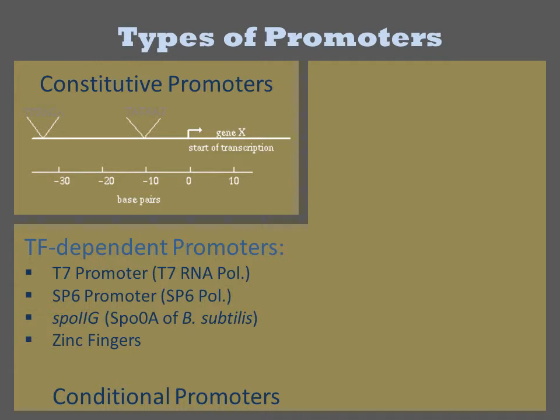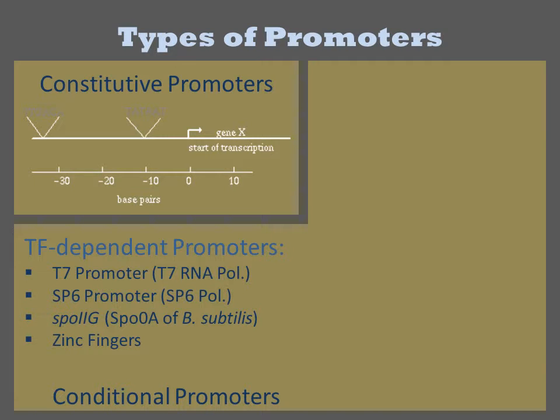TF-dependent promoters require a transcription factor. Some promoters use a different polymerase of viral origin to produce RNA. These include the T7 and SP6 promoters, which require T7 RNA polymerase and SP6 RNA polymerase, respectively. Others employ a normal sigma factor-dependent promoter, but also a transcription factor. The SpoIIG promoter of B. subtilis is one of these, and it requires a transcriptional activator called Spo0A for function.